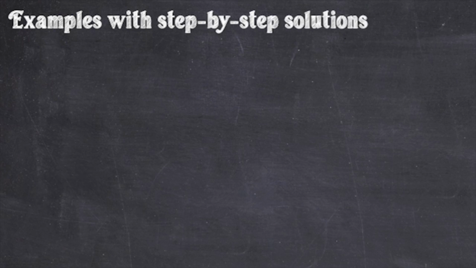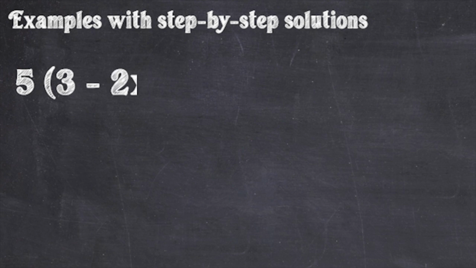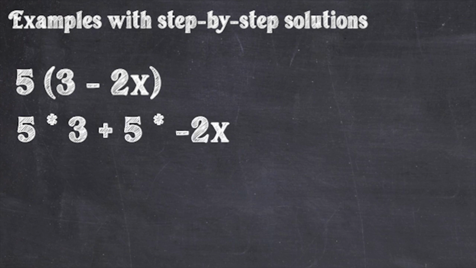Our first example is 5(3 - 2x). Since we have parentheses in this algebraic expression, we need to distribute the term outside the parentheses to the terms inside. Here we have a 5 outside the parentheses, while 3 and negative 2x are inside the parentheses. To apply the distributive property, simply multiply the 5 with 3 and negative 2x individually.